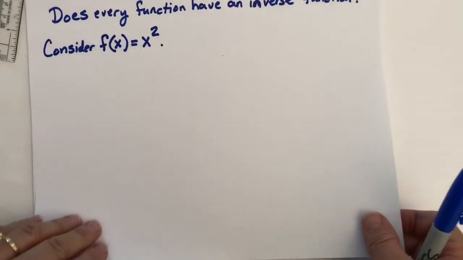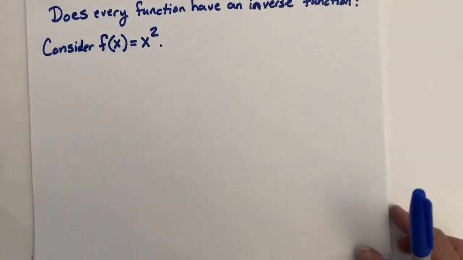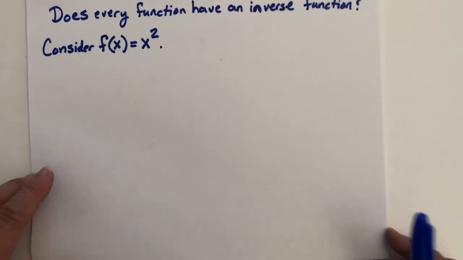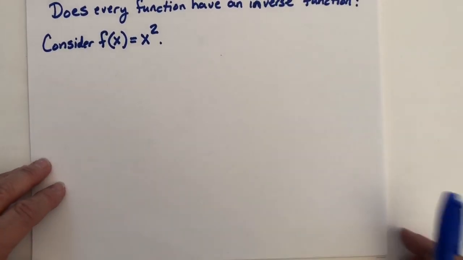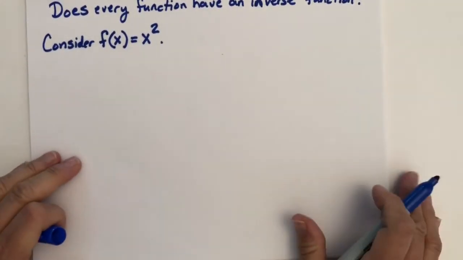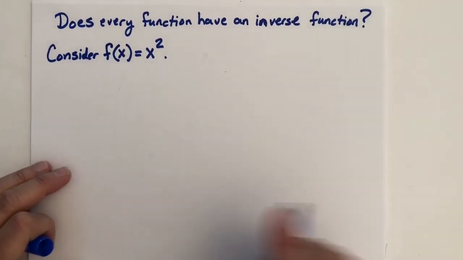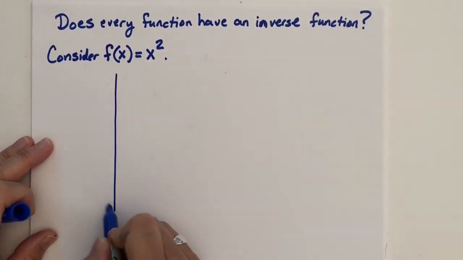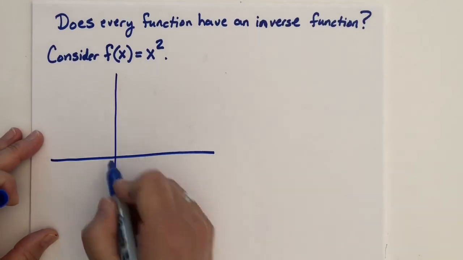So here's the next question I want to investigate. Does every function have an inverse? And we're going to consider f of x equals x squared. And I hope you know that that's a parabola if we look at its graph. So let's sketch it.